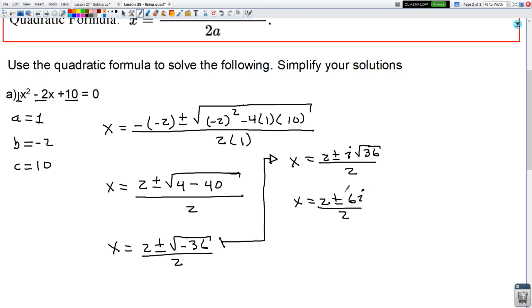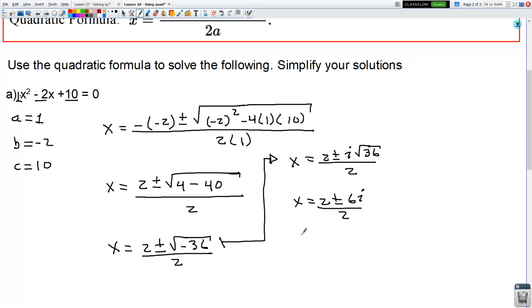Now, here, you can say that this is your final answer, but you can also simplify the following. So this is a final answer. That's fine, but we can still simplify this a little bit further, because notice that this 2 is dividing both numbers, the 2 and the 6.